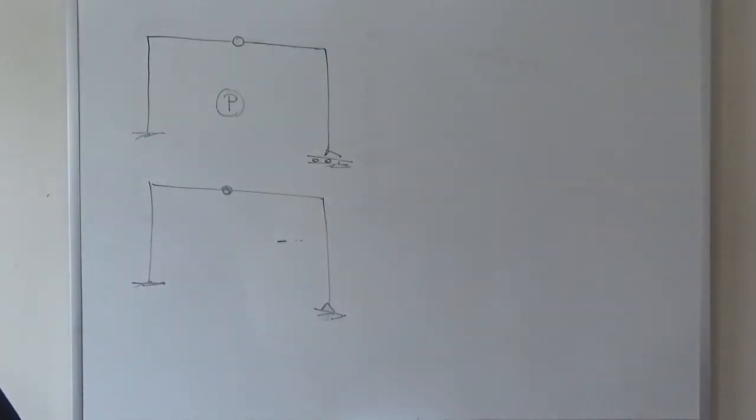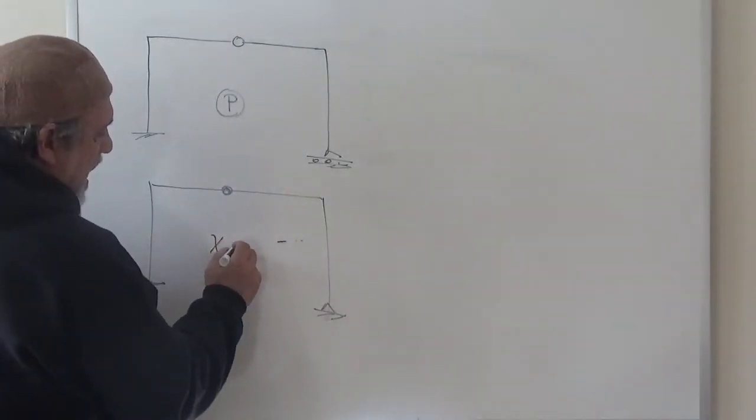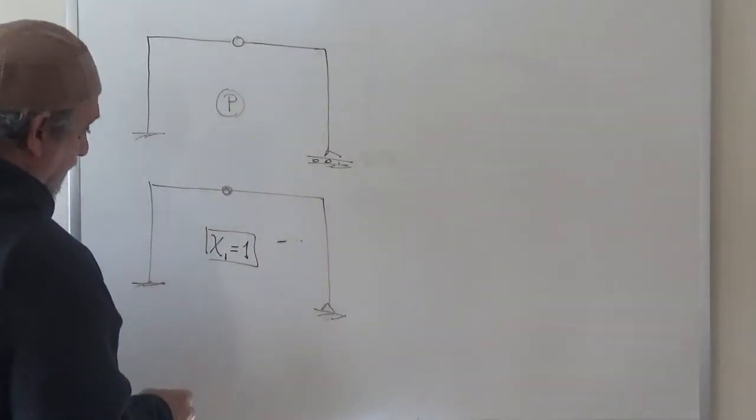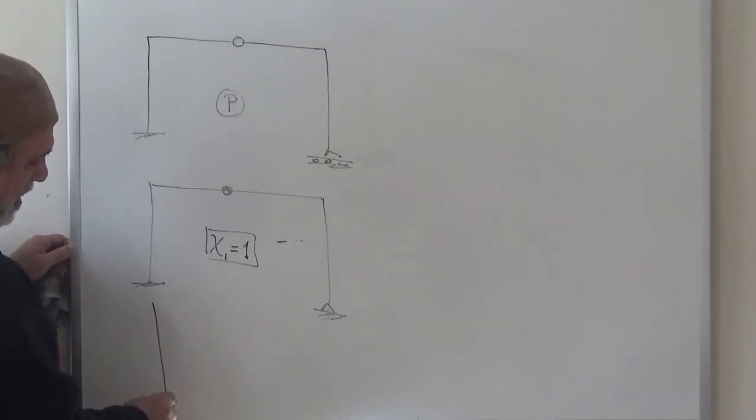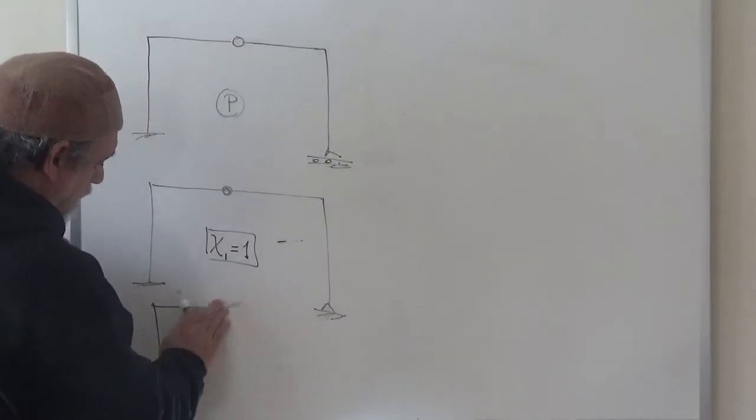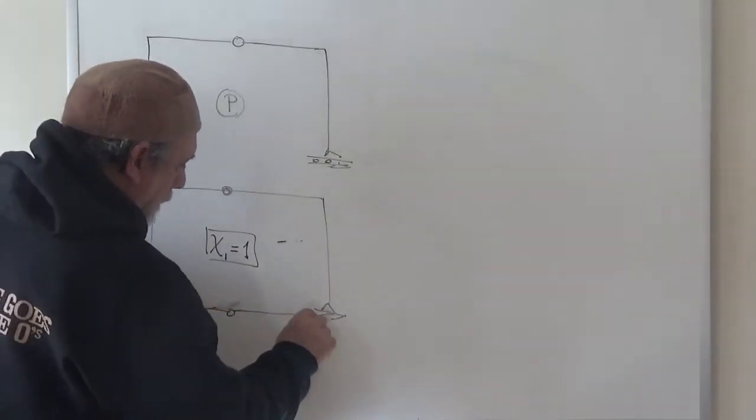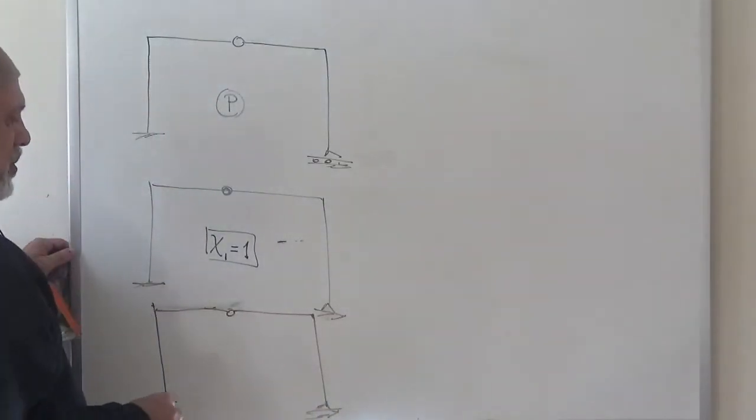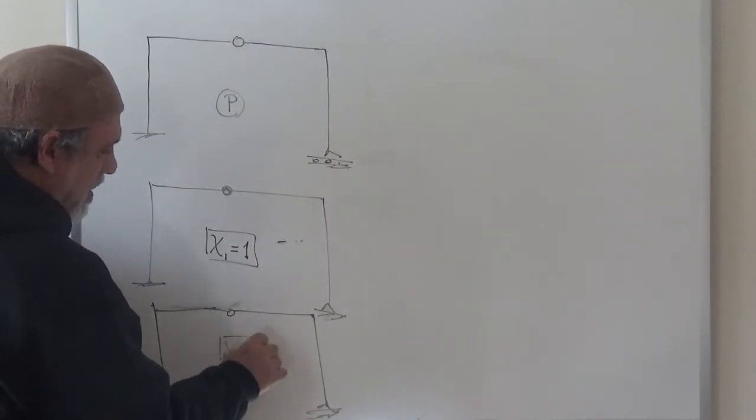This marker is giving me a hard time. Let's see if this one cooperates a little better. So this is the x1 equal to 1 sketch. And then we will have finally this sketch here, which is going to be the x2 equal to 1 sketch.